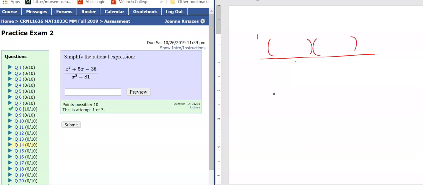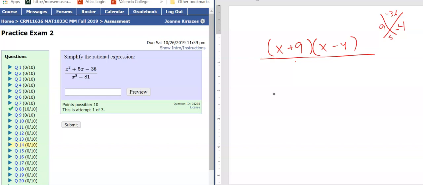All right, so if we needed to, we could use our method of, for the top one, of A times C would be negative 36, and they want to add to be 5. You could use your calculator if you needed to, but I can see that one, that's going to be 9 and 4, and it would have to be a negative 4. 9 minus 4 would give me 5, and 9 times negative 4 would give me negative 36. So I'm going to say 9 and negative 4. So I factored the numerator.